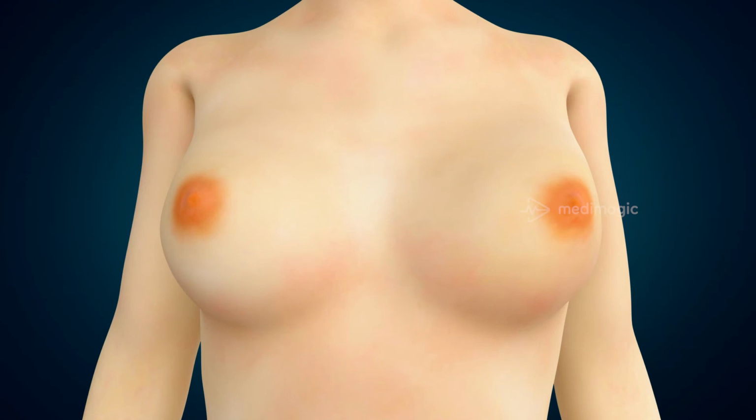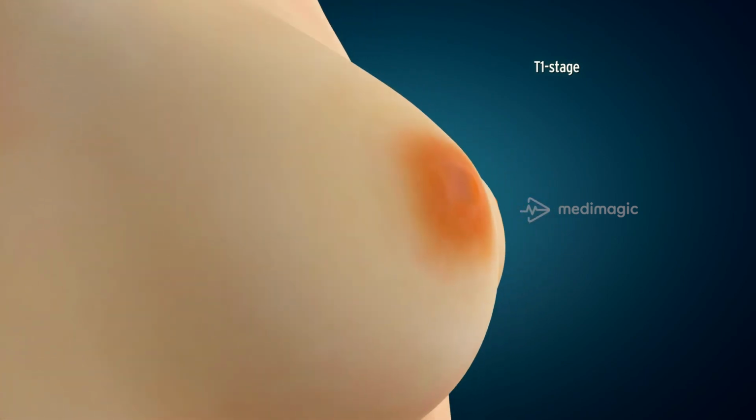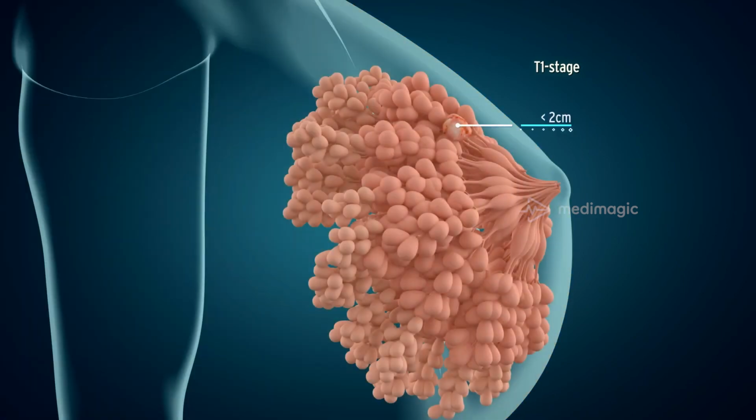The first criteria is the size. Depending on the size, the tumor can be classified into 4 stages: T1, T2, T3, and T4. T1 stage is when the tumor size is less than 2 centimeters. T2 is when the tumor size is 2 to 5 centimeters. T3, when the tumor size is greater than 5 centimeters. And T4 is when the tumor of any size is with direct extension to the chest wall or skin.